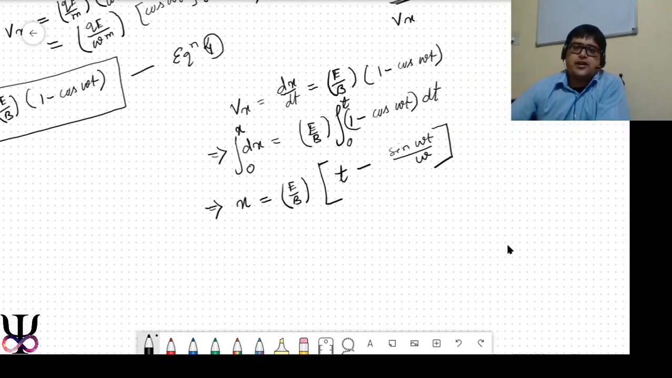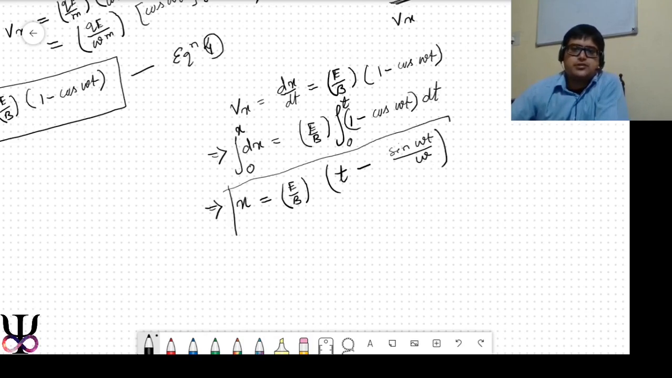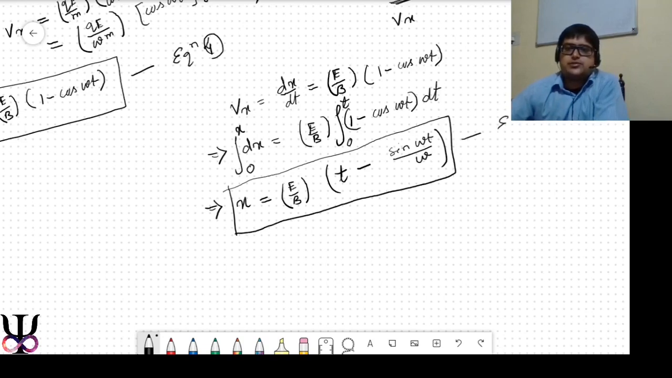So now you've got the value of x. So let's just remove the square brackets and put usual parentheses here. I'm going to box it and label it as equation 5.